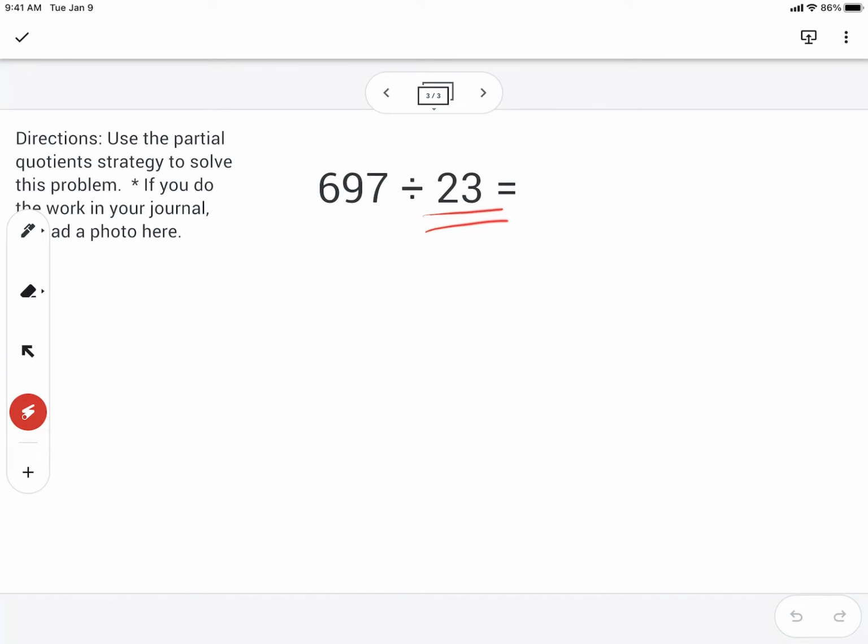697 divided by 23. You already know this is the whole, and we're making groups of 23. So set that up in the division house, right? 697 goes in the division house, 23 goes on the outside. That's the divisor.